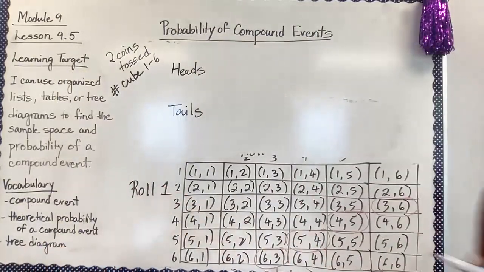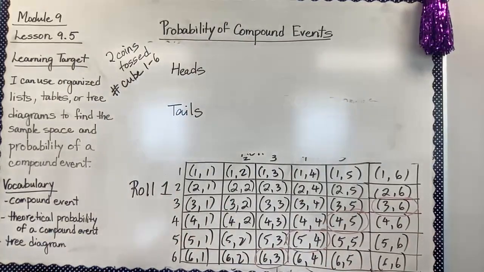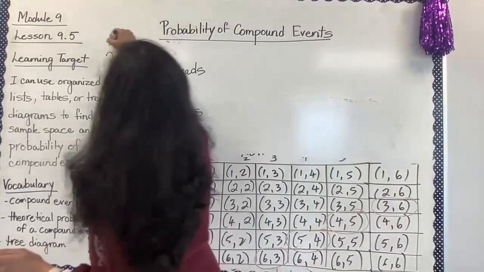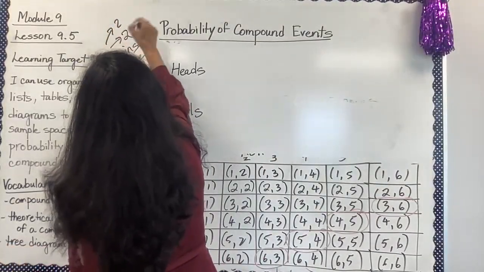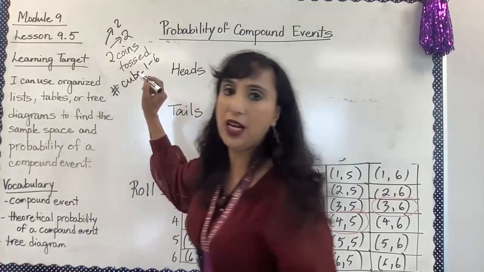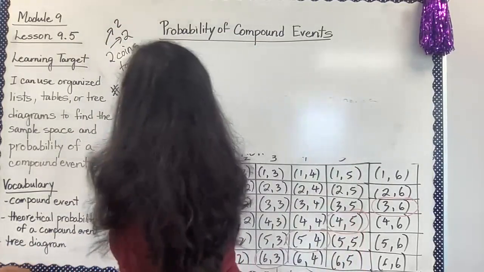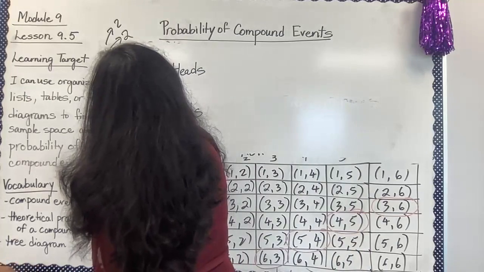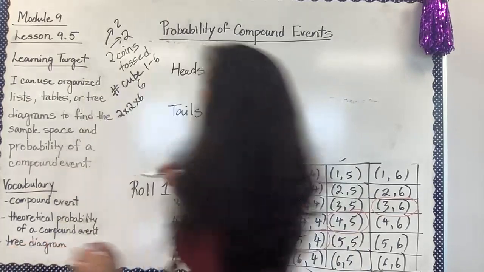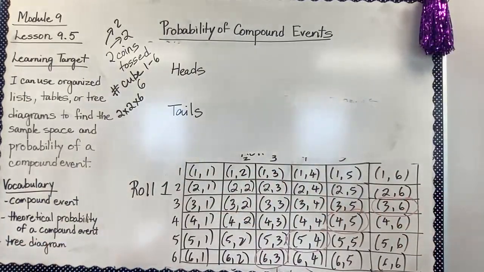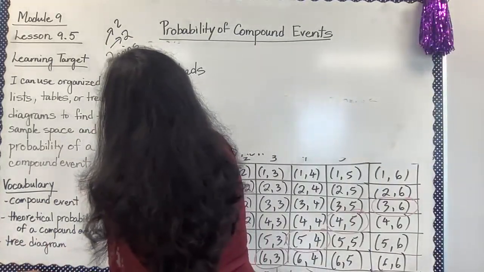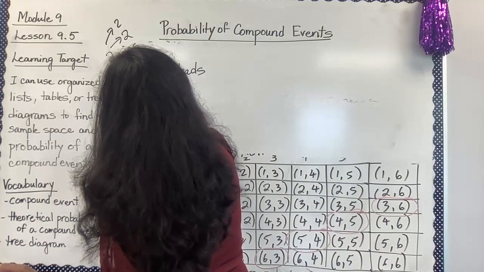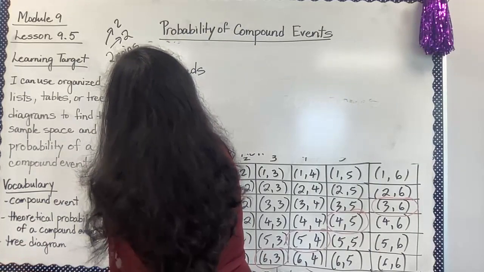So if I'm tossing the coins, let's look at the outcomes. Over here in the first coin, I have 2 outcomes. In the second coin, also I have 2 outcomes. In the number cube, I have 6 outcomes. So if I do 2 times 2 times 6, 2 times 2 is 4, and 4 times 6, I should have a total of 24 outcomes.